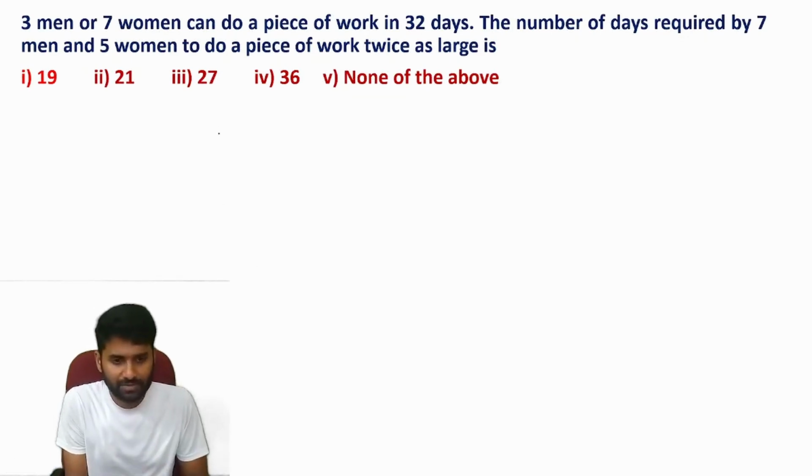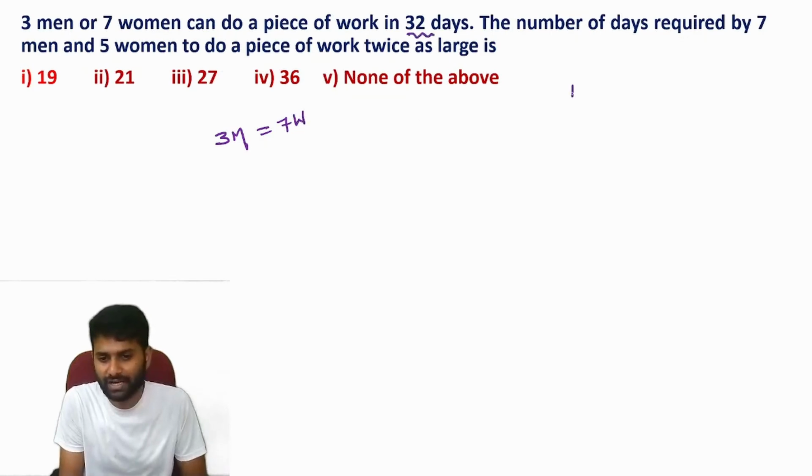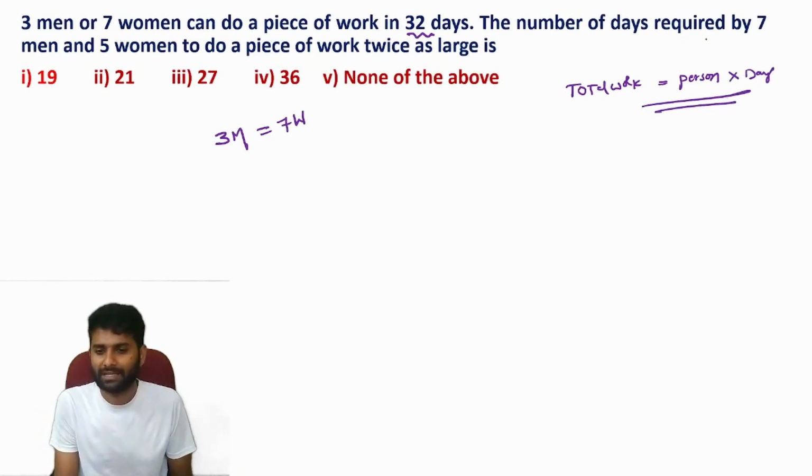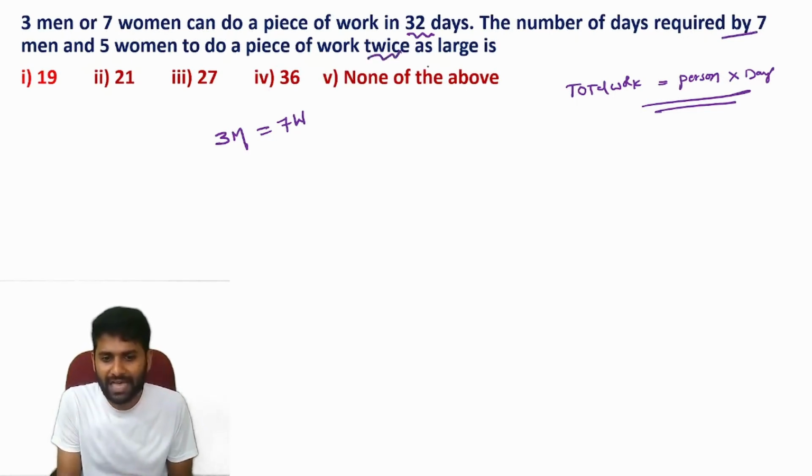To see this information: 3 men or 7 women can do a piece of work in 32 days. Guys, here for the total work you require the number of persons multiplied by the number of days. You need this information to identify the total work. And the number of days required by 7 men and 5 women to do a piece of work twice as large is? Now guys, just identify the men by women ratio. What is the men by women ratio?